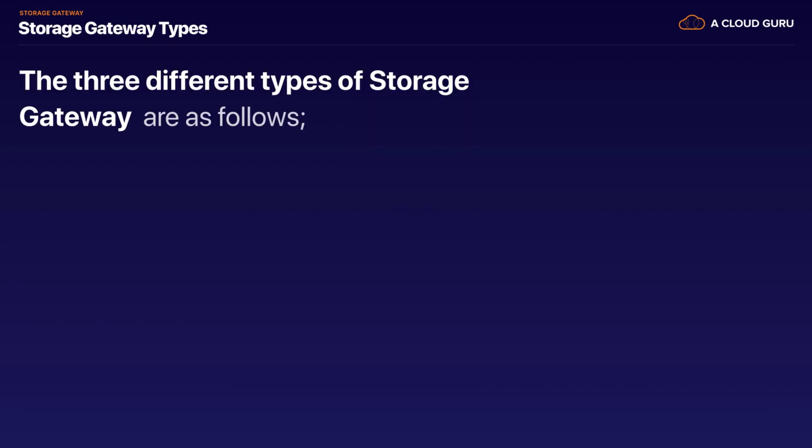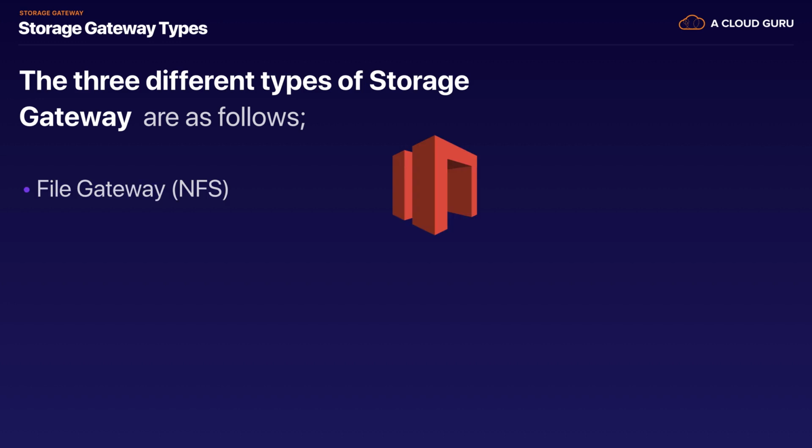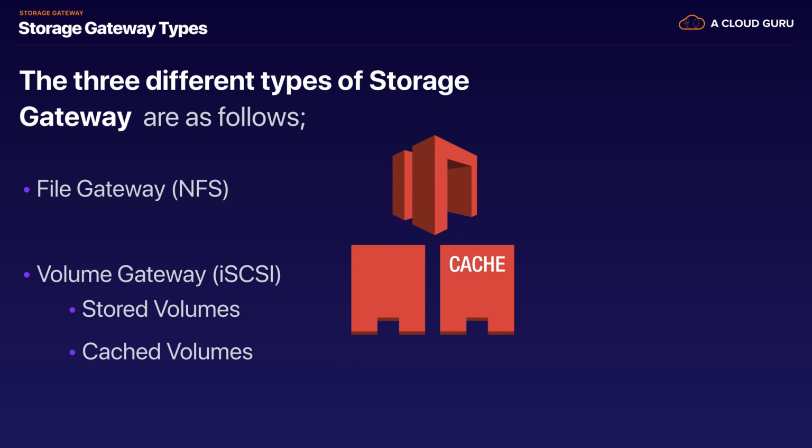So Storage Gateway comes in effectively 3 different flavors, and they are as follows. So we've got our File Gateway, and this is NFS. We then have our Volume Gateway. This is using iSCSI. So File Gateway is basically a way of storing files in S3, whereas Volume Gateway is a way of storing basically copies of your hard disk drives or virtual hard disk drives in S3.